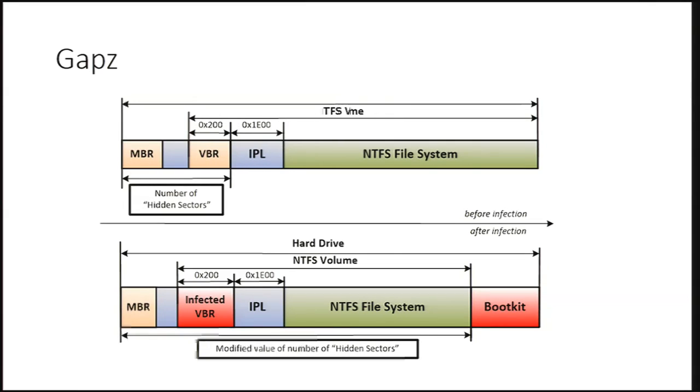So this is on the clean system. The number of hidden sectors points to the correct location of the IPL. On the infected system, the modified value of the hidden sectors points to somewhere else. This is where the bootkit code is located, while the rest of the VBR and MBR code remains untouched. It's actually quite difficult to spot this infection in the wild, because the 4 bytes which Gapz is modifying may be different on different systems. For instance, you cannot create a static signature that will allow you to easily spot this threat in the wild. One needs to take a deeper approach to be able to find infection on the machine.